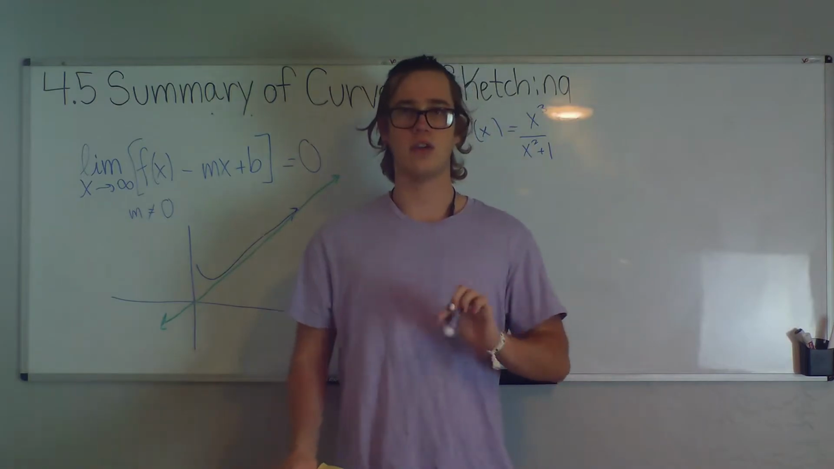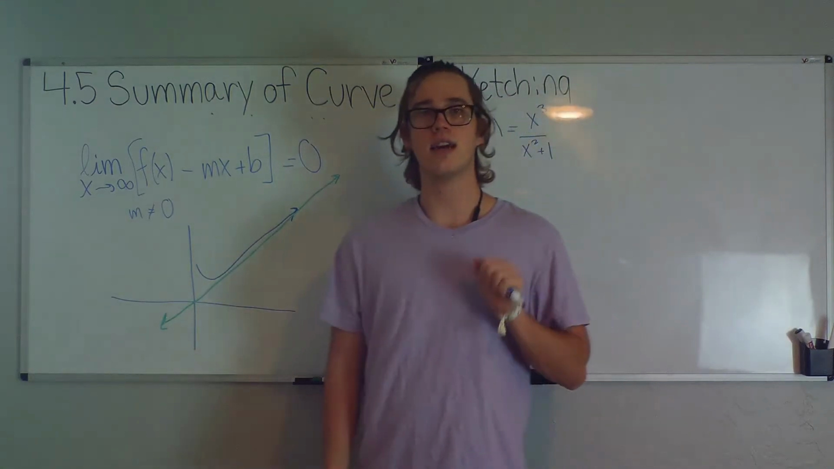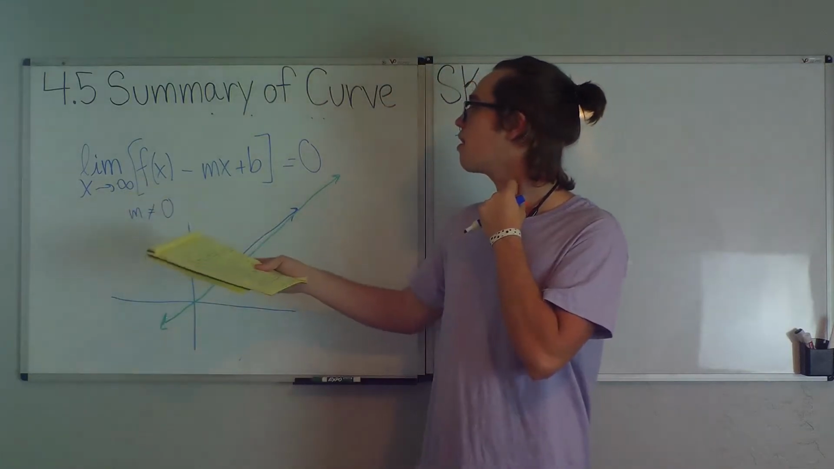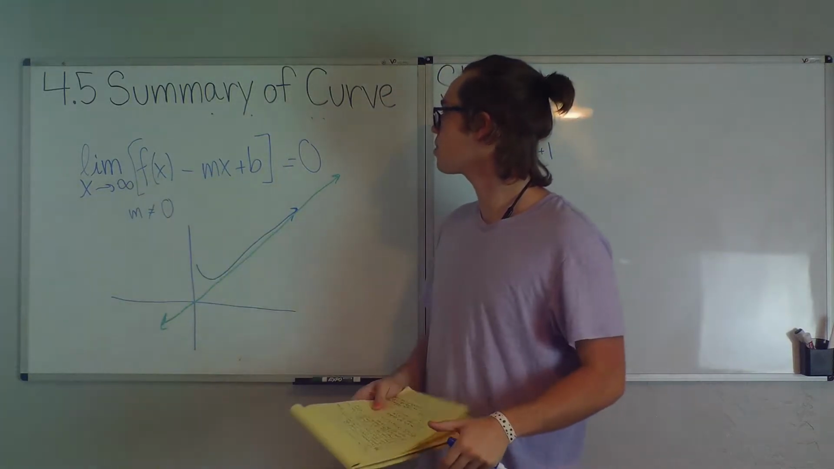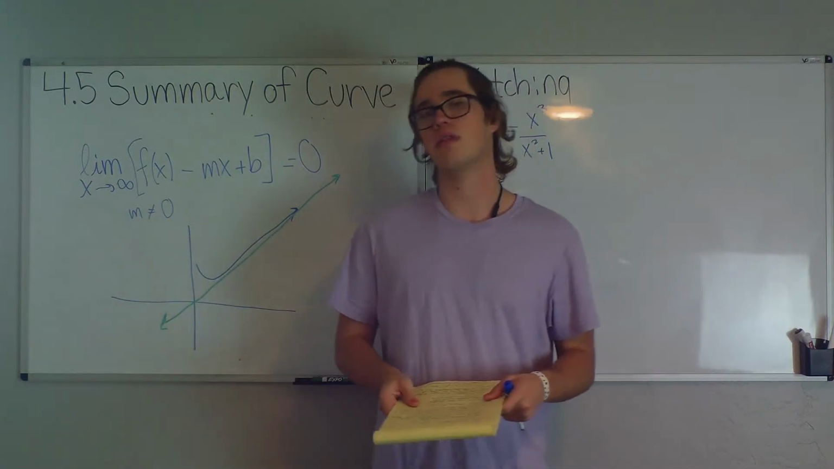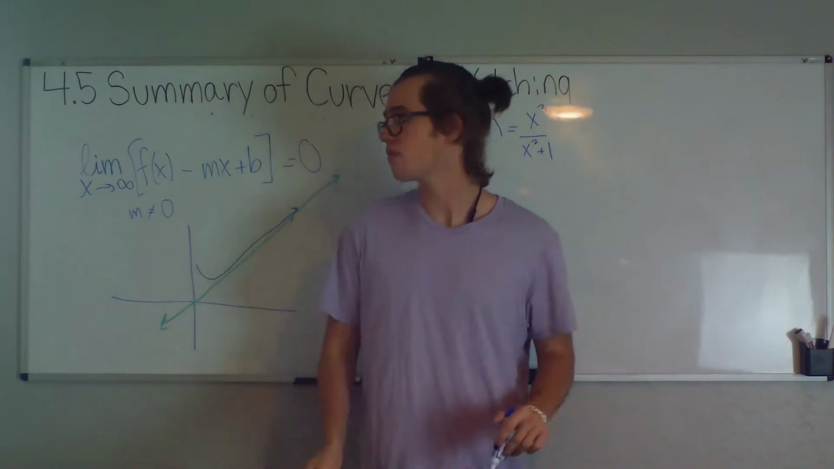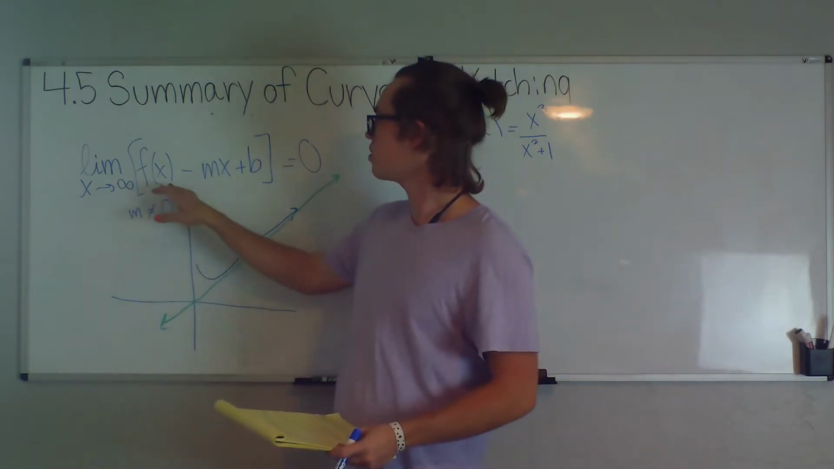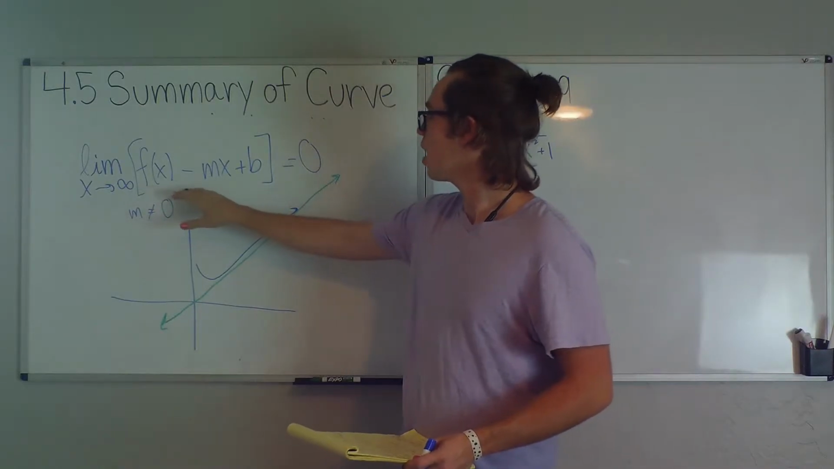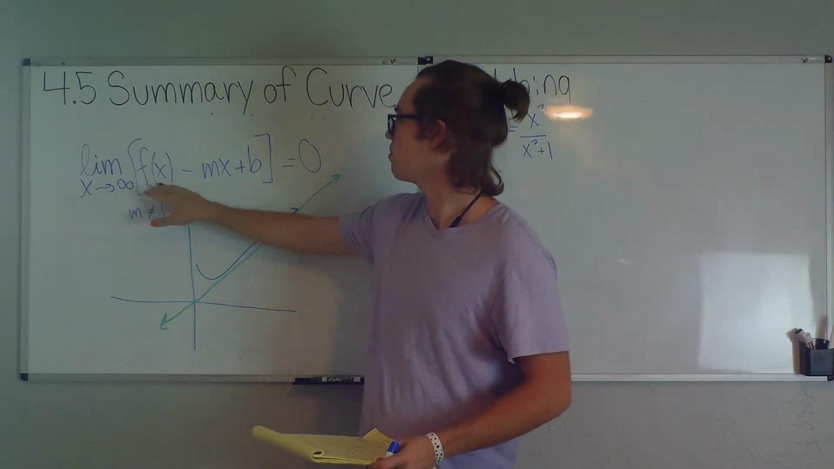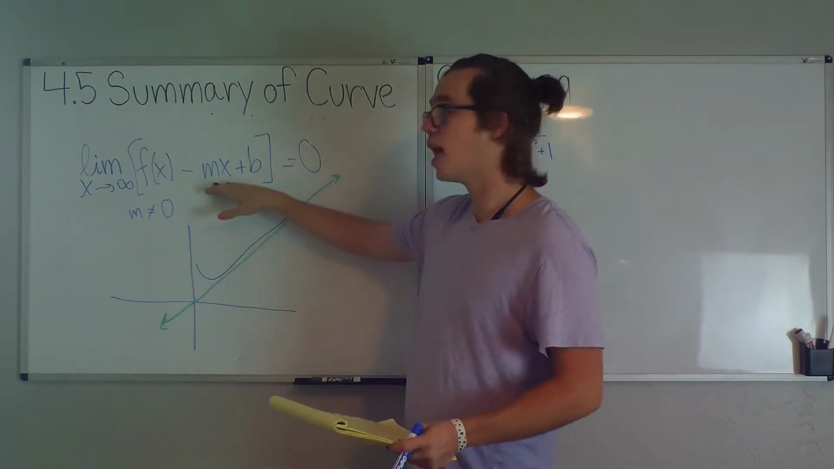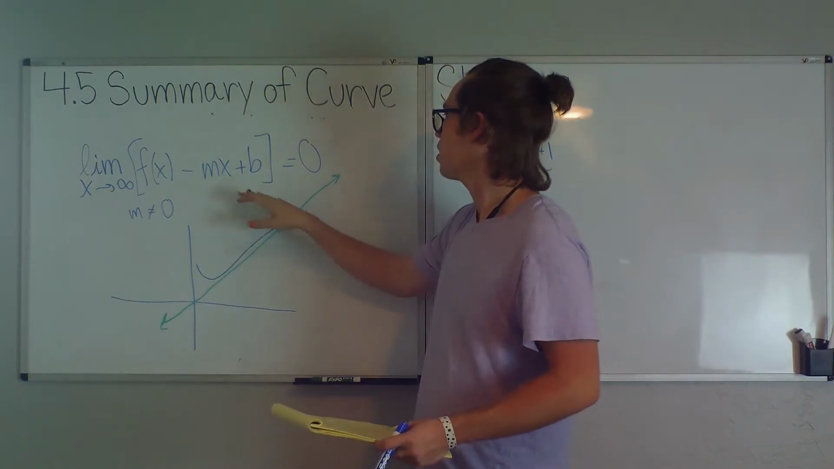So, what's the definition of a slant asymptote? A slant asymptote occurs when the limit as x approaches infinity of f of x minus (mx plus b) is equal to 0. And m cannot be equal to 0 because that would take away the purpose of it. And what is this saying? It's saying that as x approaches infinity, f of x minus our line mx plus b will equal 0.